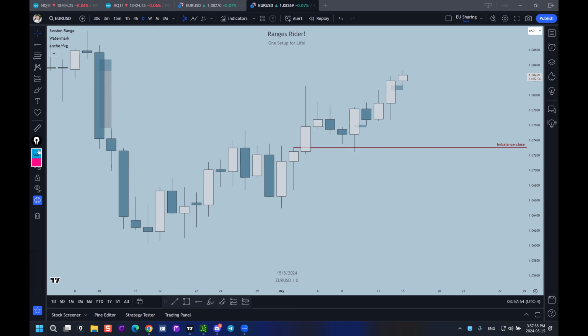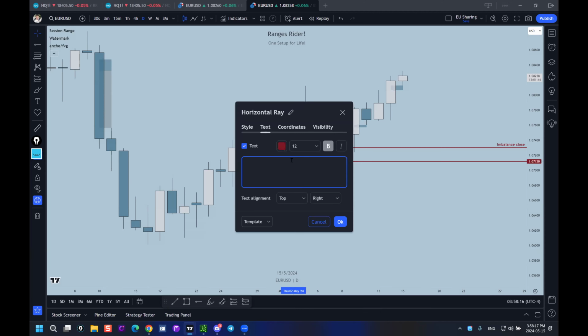So how will we mark the levels? The first level could be, if we have the expansion, the next candle or a couple of candles, we are waiting for the price to close the imbalance. So this is the first level. The second key level is what? We have the unmitigated wick, right?